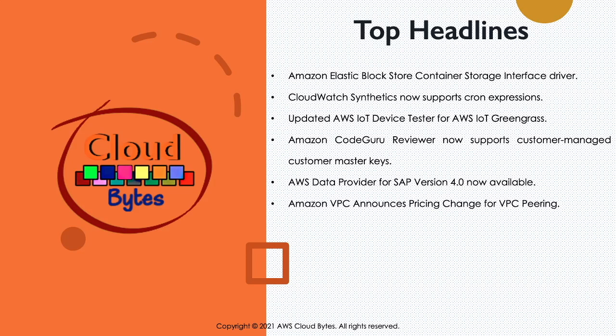AWS VPC announces price change for VPC peering. As you know, Amazon has been reducing prices in many services in the last few years that we have seen. Starting May 1st, 2021, all data transfer over a VPC peering connection that stays within an availability zone is now free, and all data transfer over a VPC peering connection that crosses the availability zone will continue to be charged at standard in-region data transfer rates.